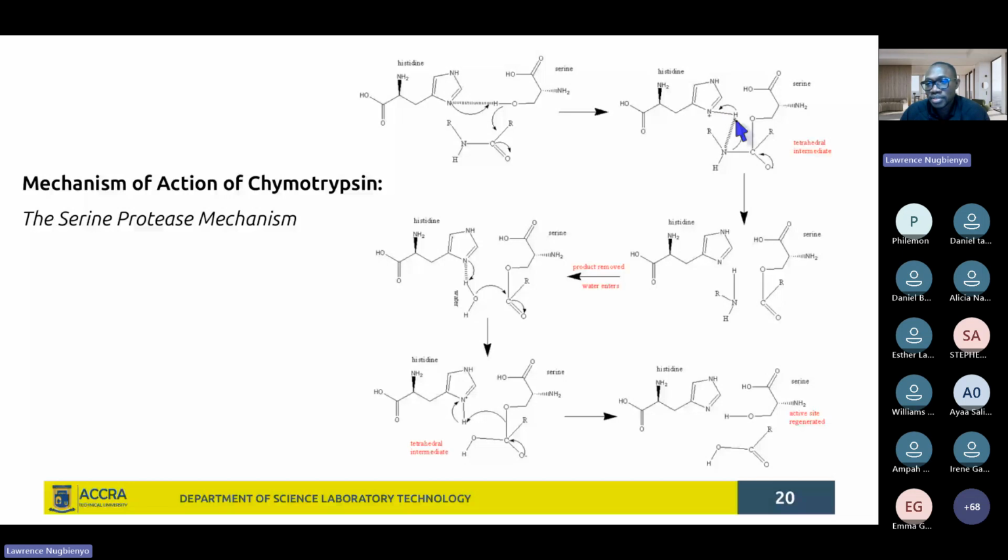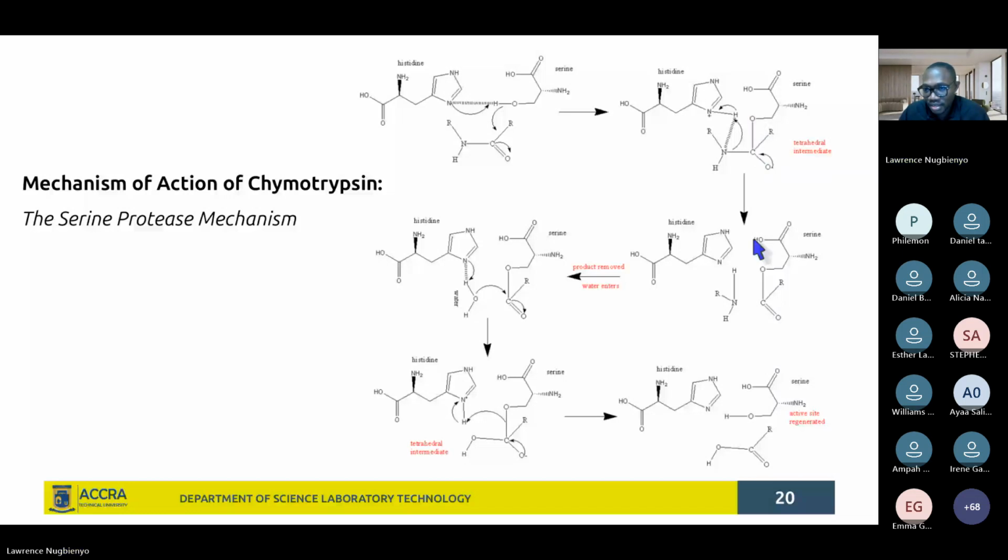And once that happens, you now see that the hydrogen, which has been transferred onto that nitrogen of histidine, is now having some interaction there. Some intermediate is being formed with the amine group, that nitrogen of the amine group, which is involved in the formation of the peptide bond. And similarly, the carboxylic acid group is also having some temporary covalent bond there with that oxygen of serine.